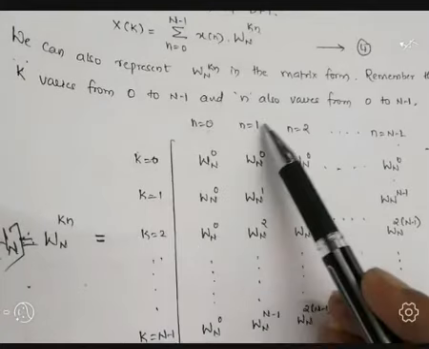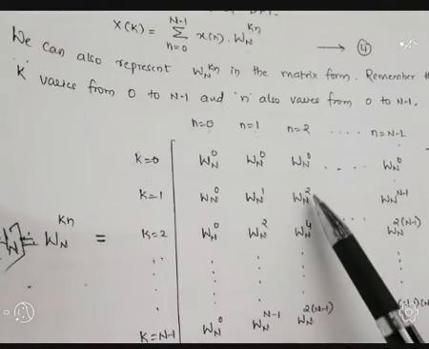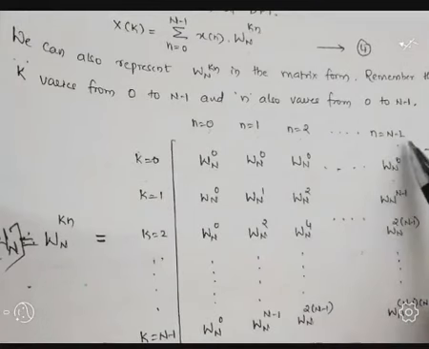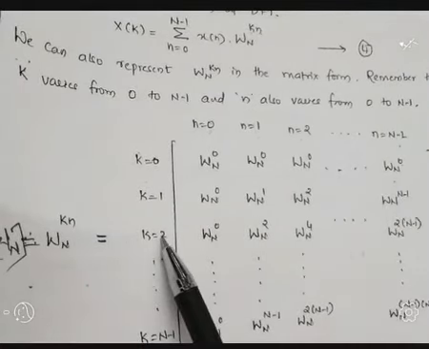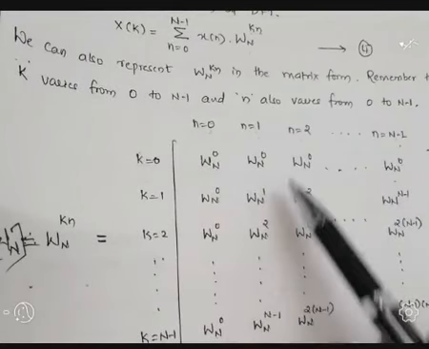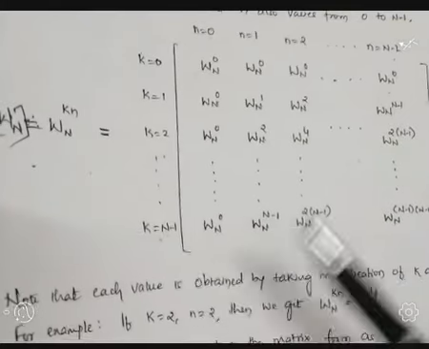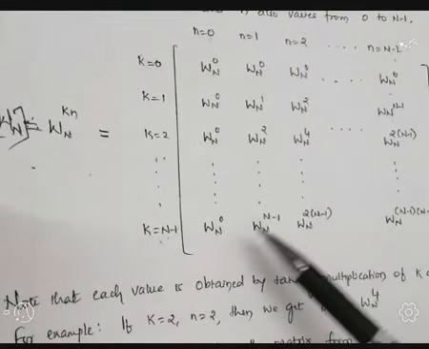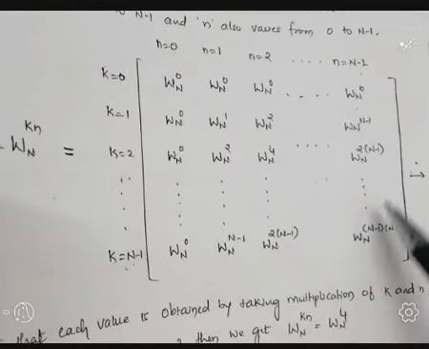Coming to here, take k equal to 1. 1 multiplied by 1, W_N to the power 1. Then 1 multiplied by 2, W_N to the power 2. Similarly, 1 multiplied by n minus 1, so it becomes W_N to the power n minus 1. Similarly, 2 into 0 is 0, 2 into 1 is 2, 2 into 2 is 4, and so on. n minus 1 into 0 is 0, n minus 1 into 1 is n minus 1, n minus 1 into 2 is 2 into n minus 1, and n minus 1 into n minus 1.